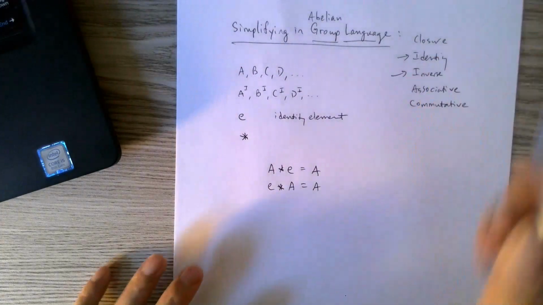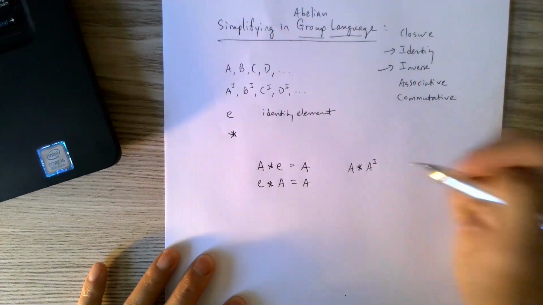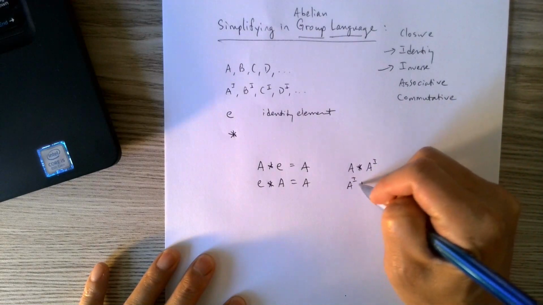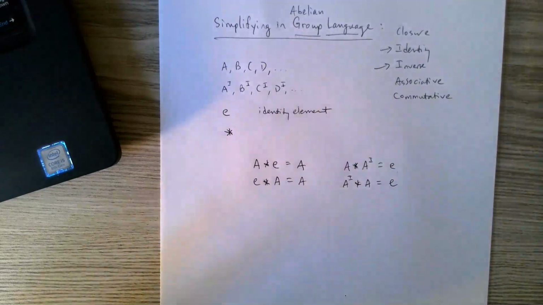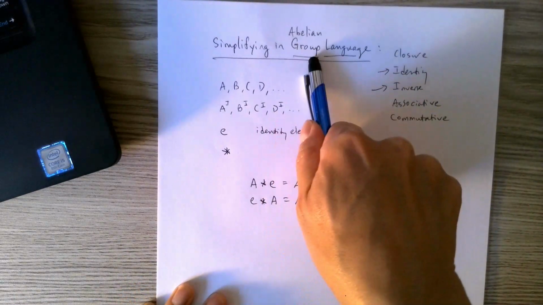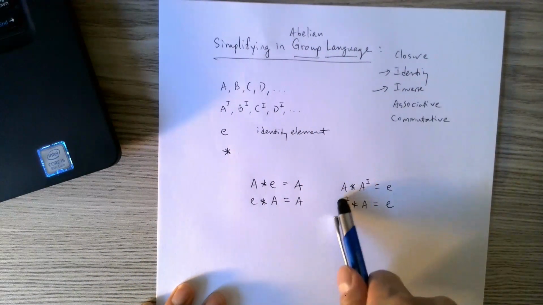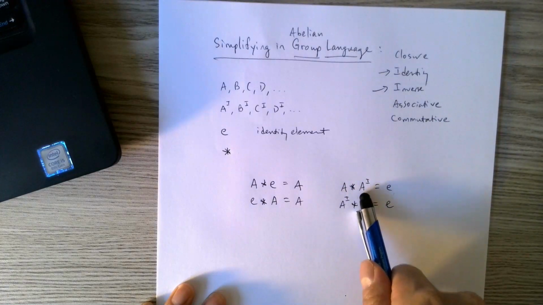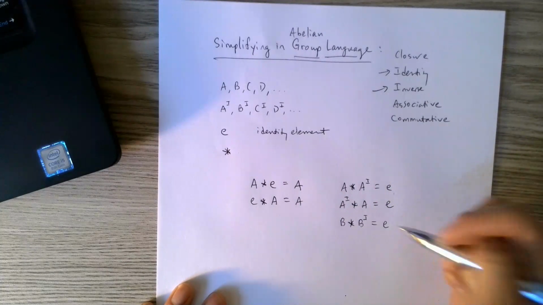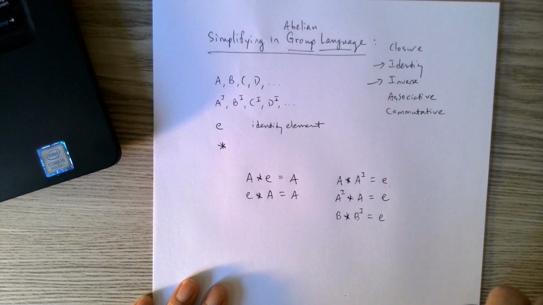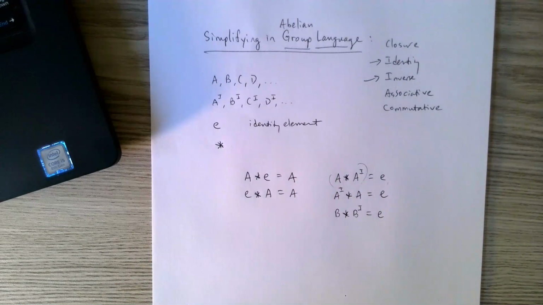I also know from inverse property that A star A inverse, or A inverse star A, equal the identity element. How do I know that? Because we are in group language, so my group has inverse property. That means any element has an inverse. So B has an inverse, it's B inverse. C has an inverse, it's C inverse. So if you see an inverse pair, they can create an identity element.